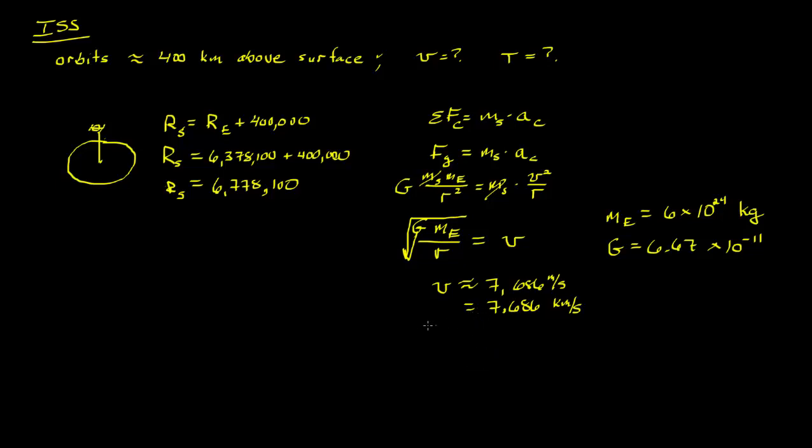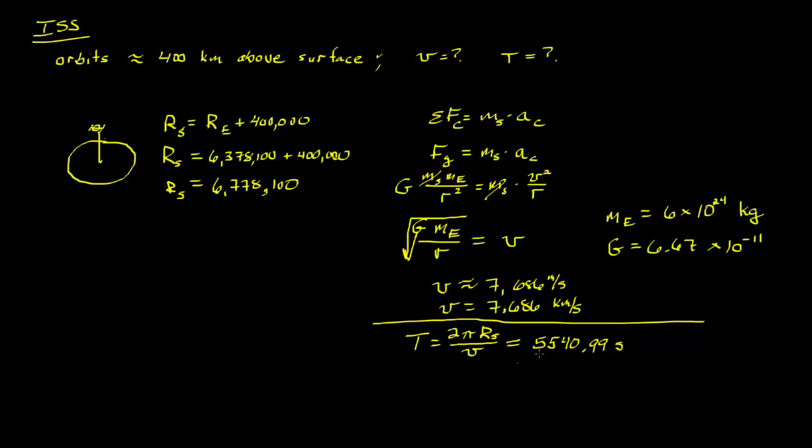Okay, let's figure out the period. So we know it's going really fast. That's the velocity, but what's the period? So the period would be 2 pi r, that's the r of the satellite, divided by the velocity. So it'd be 2 pi times this divided by this. If you do that, you get approximately 5,540.99 seconds.